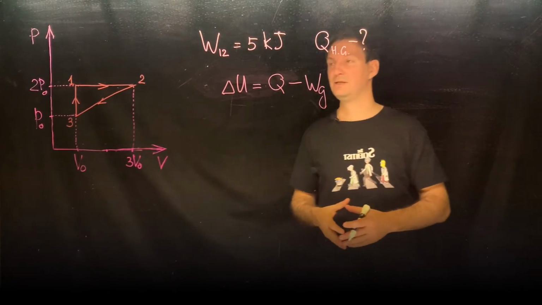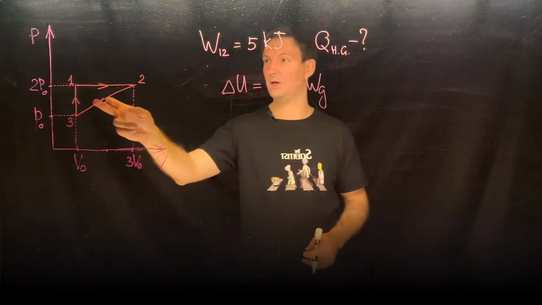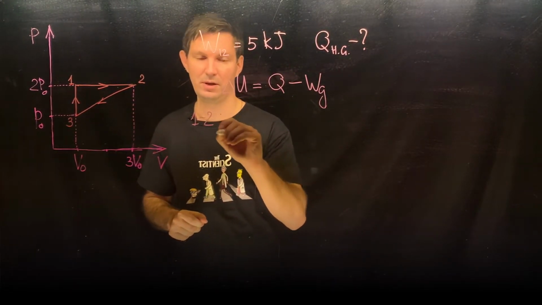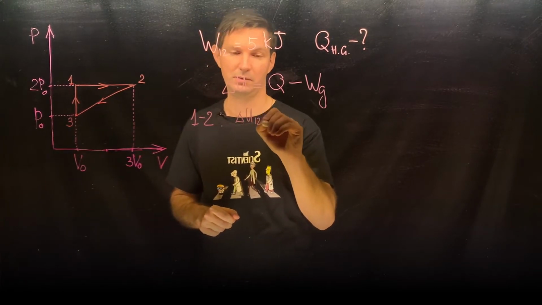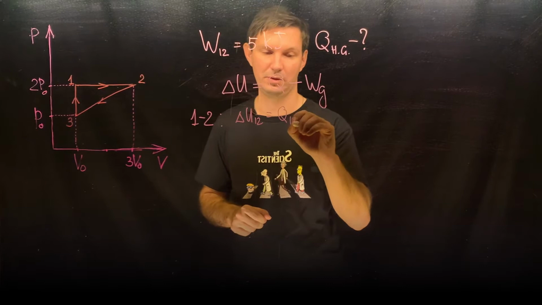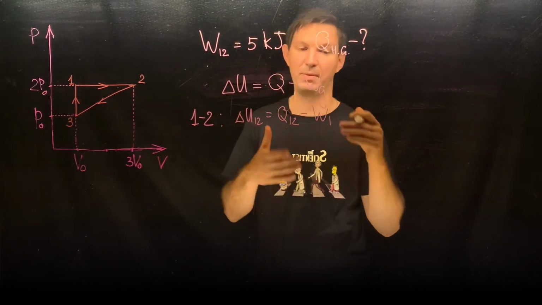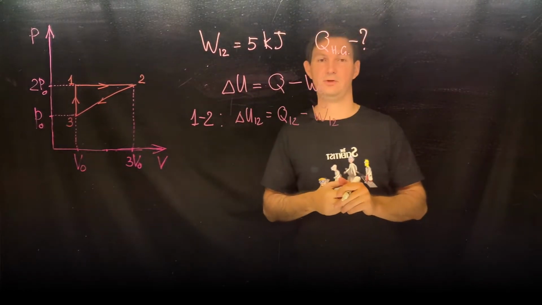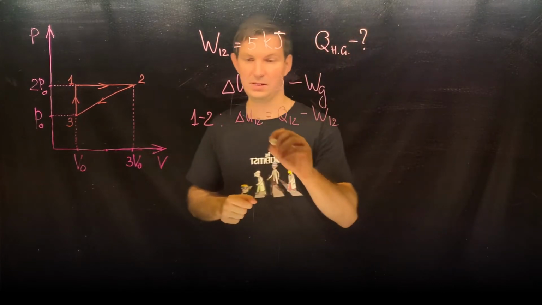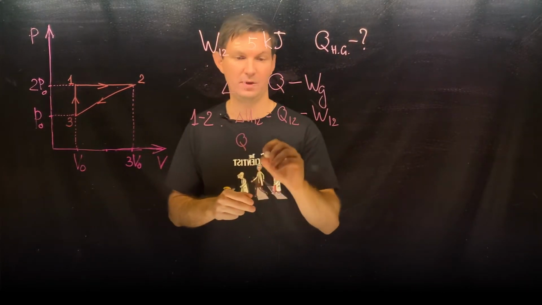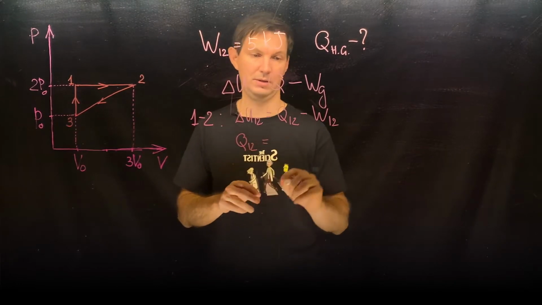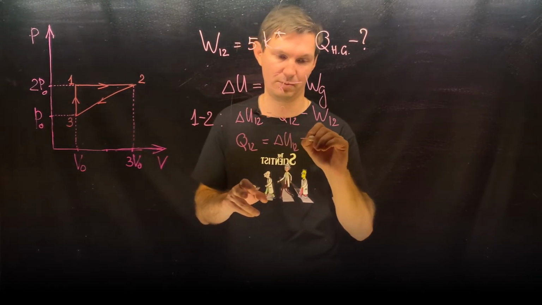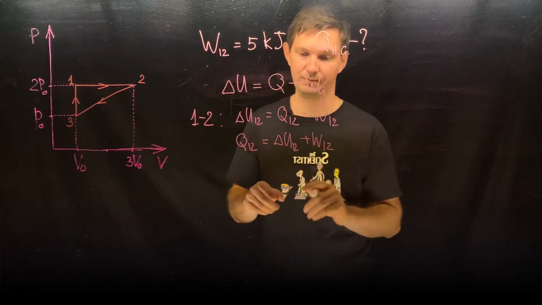So let's go step by step. The first step is the transition from state 1 to state 2. In this case, delta U12 equals Q12 minus work done by a gas W12. And here we know that it's 5 kilojoules. Hence, the quantity of heat is delta U12 plus work W12.